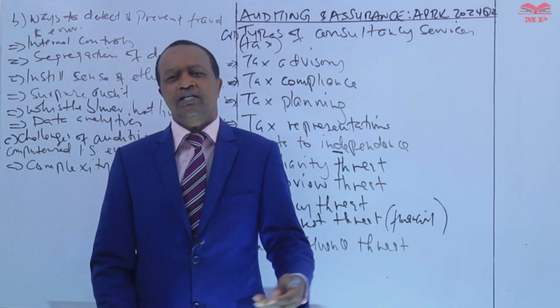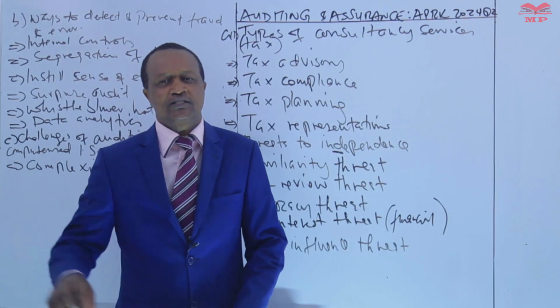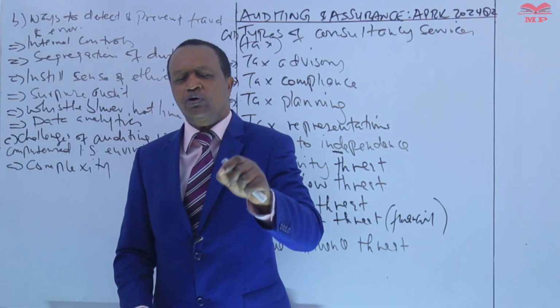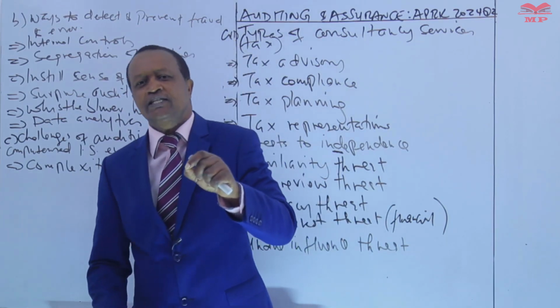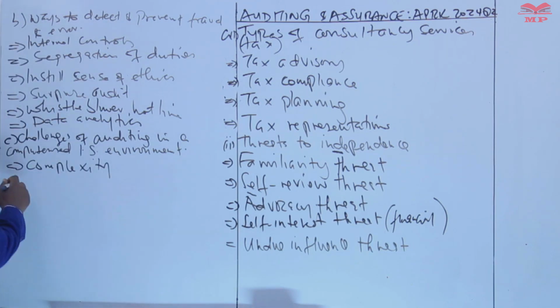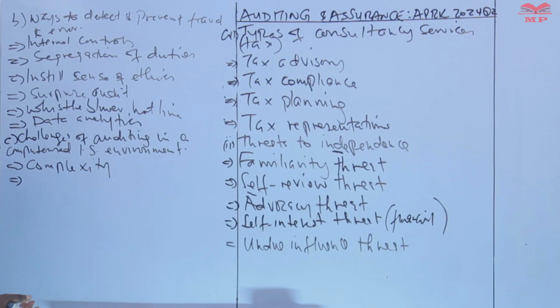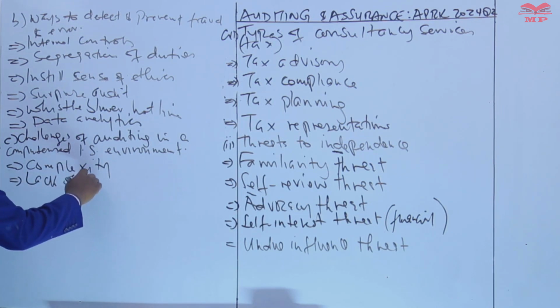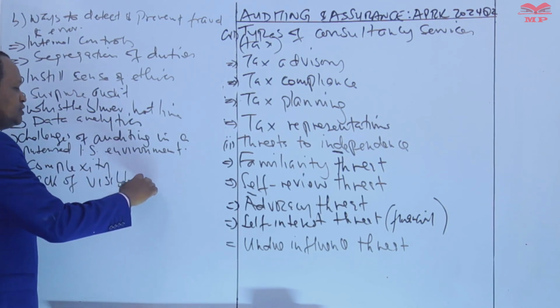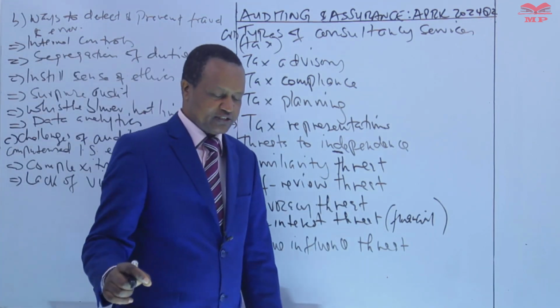In a computerized information system, the evidence is in soft, right? Computerized. But lack of visible or physical evidence is a challenge. That is true, Merite. I told you your answers are okay. If you have been learning, your answers are okay, and I'm here to help you perfect your answers. So lack of visible evidence. Lack of visible evidence.